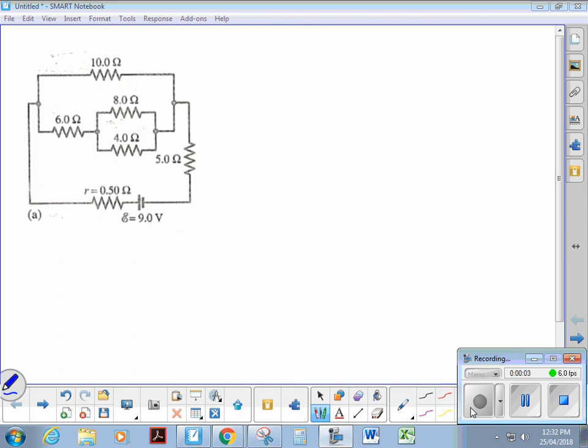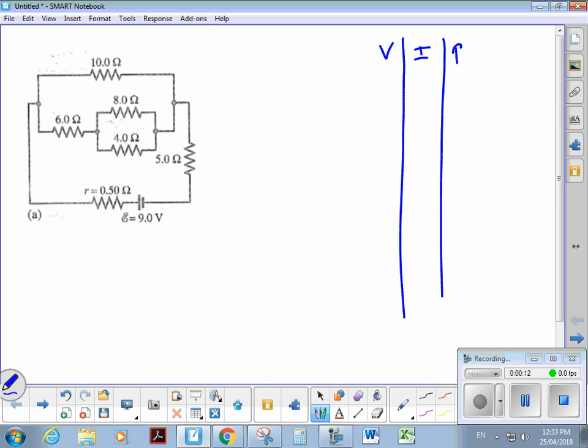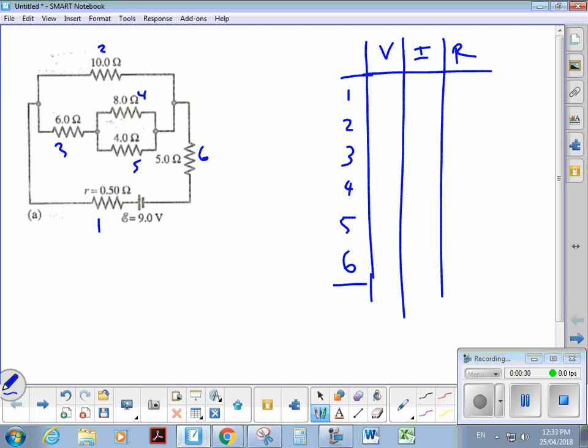Alright, so a question about analyzing this circuit. The way I handle it, I always do my VI table over here, and I'll number my resistors here. It doesn't really matter the order. So 1, 2, 3, 4, 5, and 6. So add columns here: 3, 4, 5, 6, and then my totals. So I know my total voltage is 9.